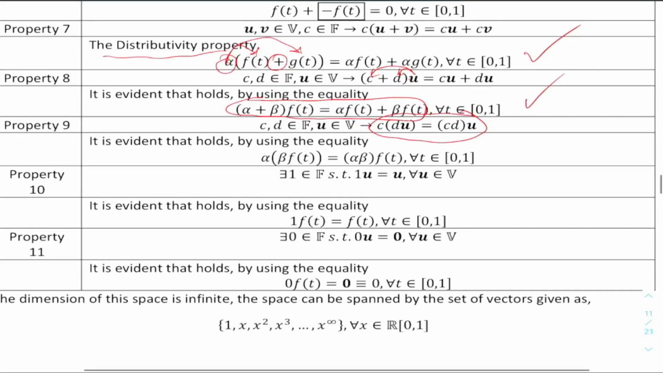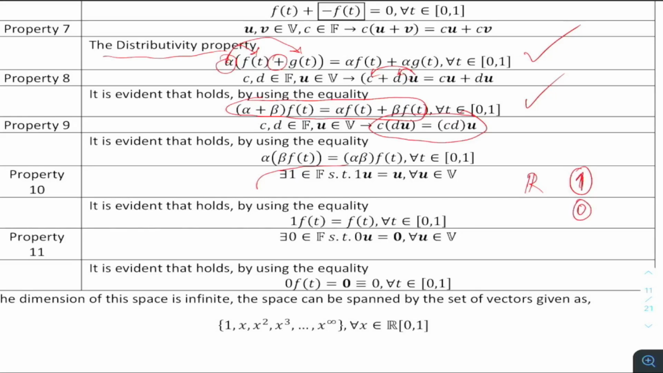And let's focus on the 10th property. Here, I'm looking at this, and what is that? The existence of one in that field. And yeah, since the underlying field is R, the one or the identity is one, just one. Okay. And multiplicative identity is one and additive identity is zero, right? And that is, by the way, the 11th, the final property, right?